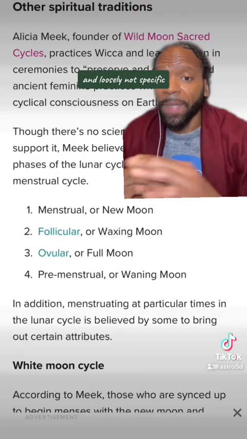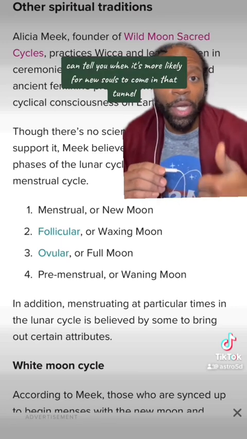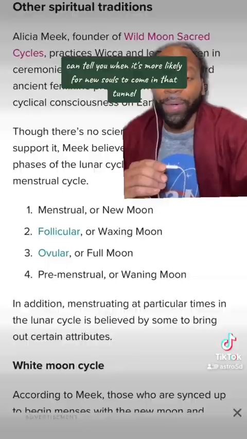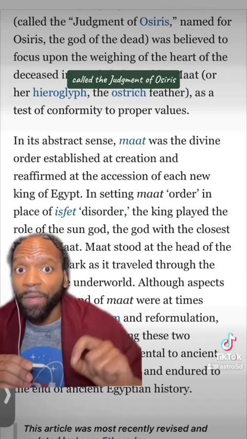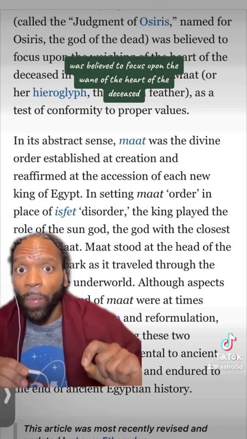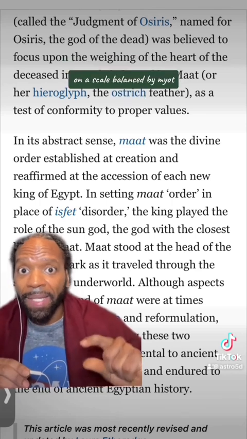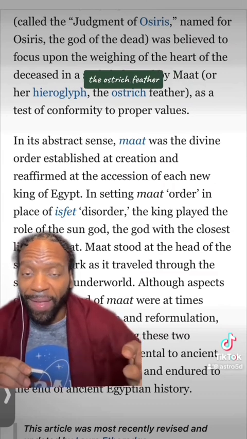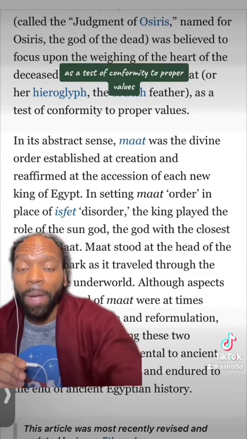And loosely, not specific, but a chart like this can tell you when it's more likely for new souls to come in that tunnel. This is Ma'at, known in the Egyptian culture. Called the Judgment of Osiris, named for Osiris, the god of the dead, was believed to focus upon the weighing of the heart of the deceased on a scale balanced by Ma'at, or her hieroglyph, the ostrich feather, as a test of conformity to proper values.